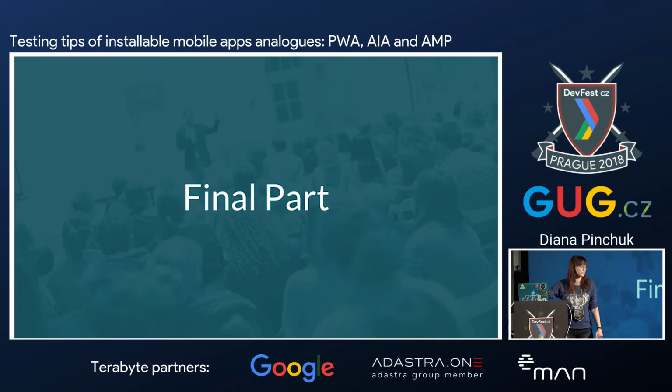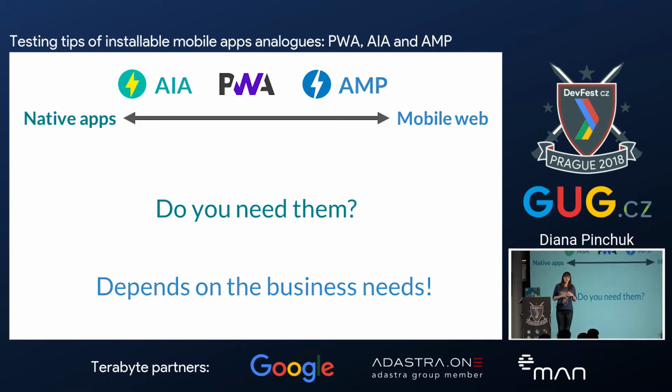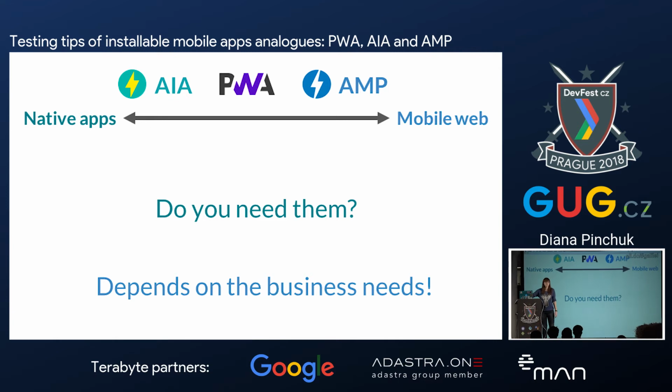OK, I'm talking very fast, and we are close to the final. There could be different discussions, and there could be different analogues of installable mobile applications. They cannot fully substitute your full app, but they could be a very good complement for your applications. And you cannot know if you need them, because you need to always think about the business context of your application.